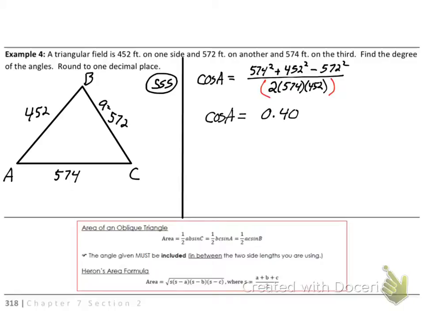How do I get rid of the cosine and just get A by itself? The cosine inverse. So I'm going to take the cosine inverse of both sides, which is going to get rid of my cosine. I'm going to take the cosine inverse of this side. Luckily, you have a cosine inverse button on your calculator. Can someone tell me what A is going to equal about? What'd you get? Okay, thanks. 66.5 degrees.